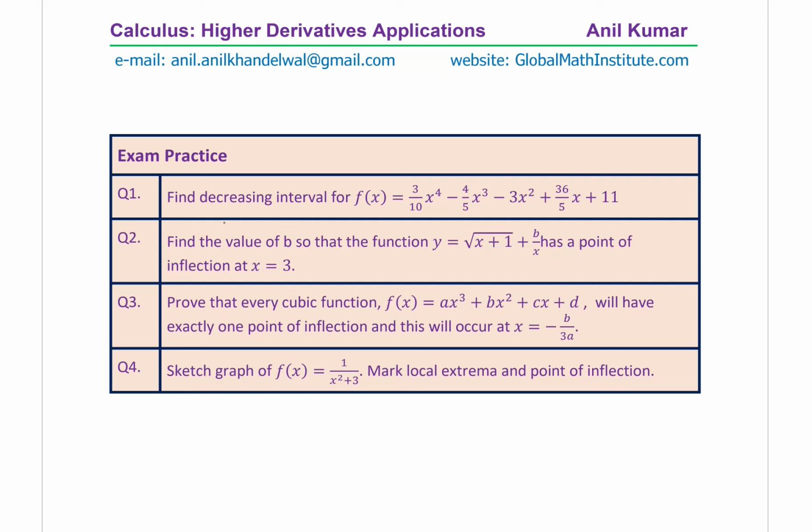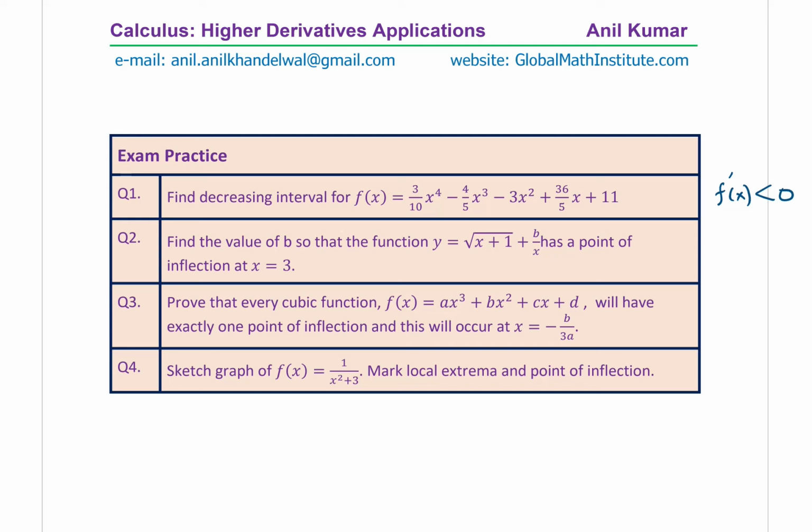Question number 1. Find decreasing interval for the function f of x equals 3 over 10 x to the power of 4 minus 4 over 5 x cubed minus 3x squared plus 36 over 5 x plus 11. So when we say decreasing interval, it means what? It means that you have to find the first derivative and that derivative should be less than 0. So interval in which the first derivative is less than 0 is the decreasing interval.